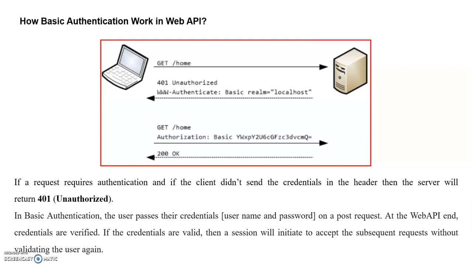Next, how basic authentication works in Web API. If a request requires authentication and the client didn't send the credentials in the header, then the server will give a 401 unauthorized message. In basic authentication, the user passes their credentials, that is username and password, in an encoded format, and at the Web API end, credentials are verified. If the credentials are valid, then the session will initiate to accept the subsequent requests without validating the user again. In this picture, it is clear that if we have the credentials, then we can access. If we don't have the credentials, then it will give us a message of 401 unauthorized.